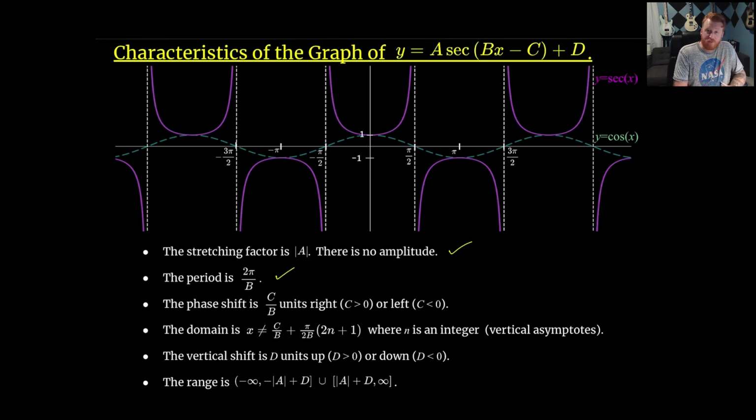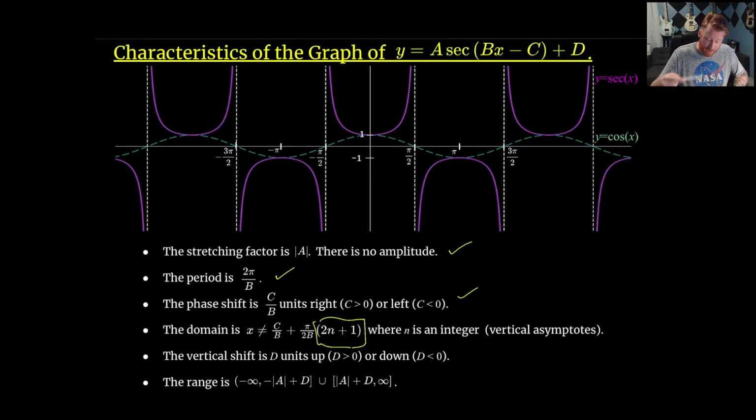The normal period length would be 2 pi, and then that dividing by b would help us either stretch or compress that period. The phase shift is still c over b, and if c is positive, we shift to the right. If c is negative, we shift to the left, just like we've done with every other function. Here's the thing that is different, that the domain is now not at multiples of pi, but at odd multiples. So 2n plus 1 corresponds to odd numbers.